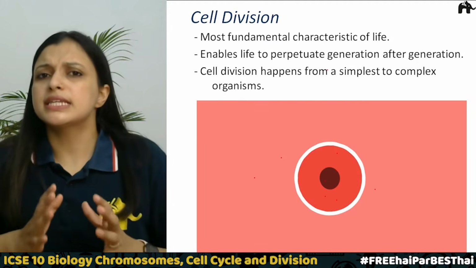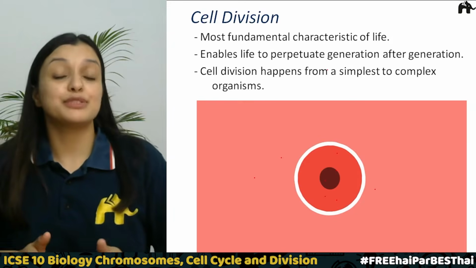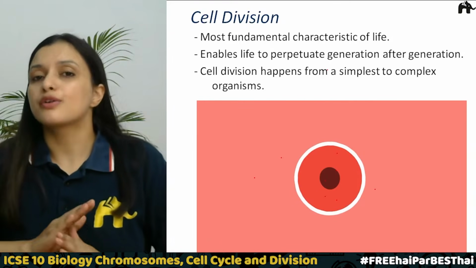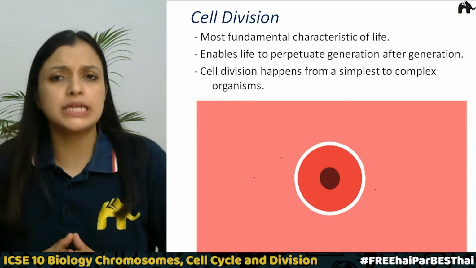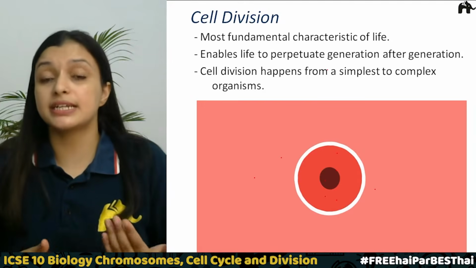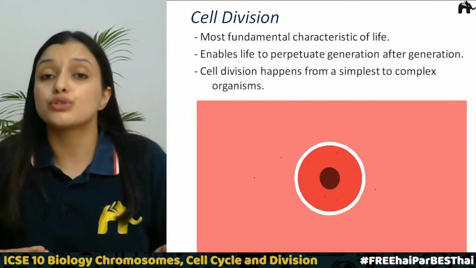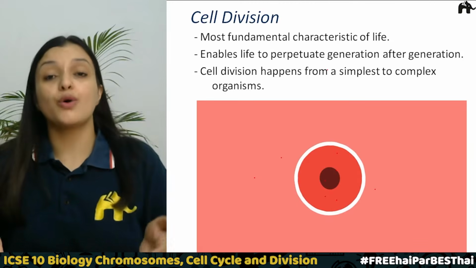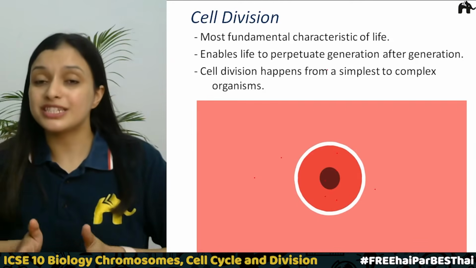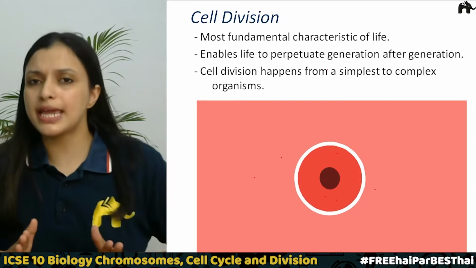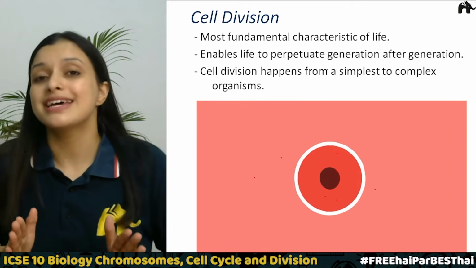So all the easily noticeable events that happen during cell division are related to chromosomes. These chromosomes get duplicated and are passed on to the daughter cells, and this is how a living organism's body consists of the same chromosomes throughout its cells.